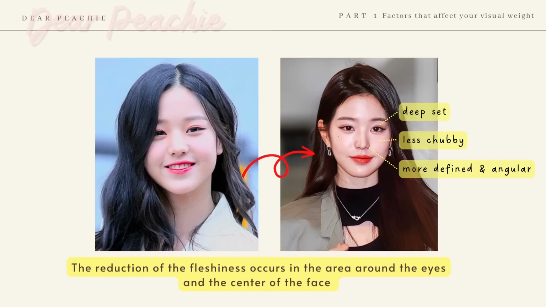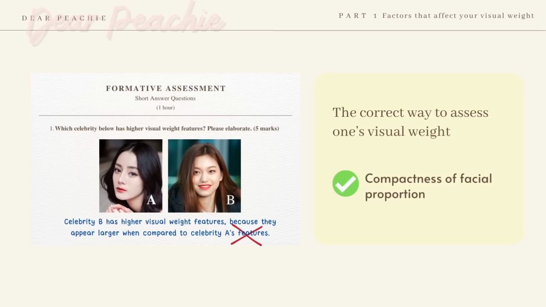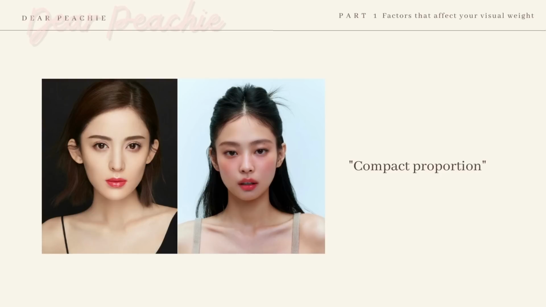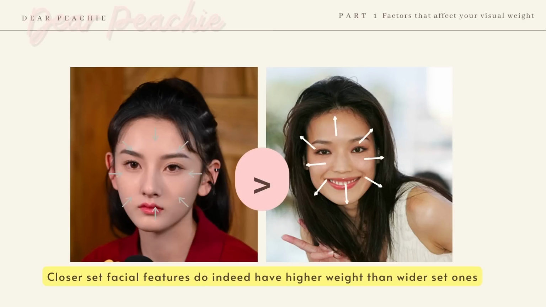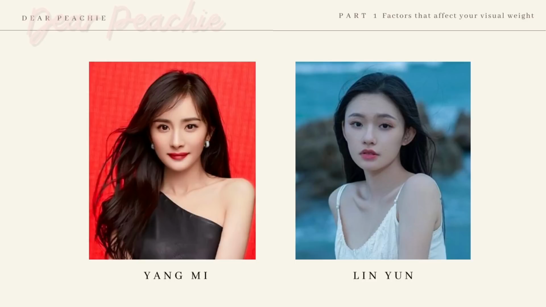Moving on to the third and last factor, which is the compactness of facial proportion. If you still remember, we did mention the concept of a compact proportion earlier. From an aesthetic perspective, a more compact or close-set facial proportion is not necessarily more attractive. But in terms of visual weight, closer-set facial features do indeed have higher weight than wider-set ones. Let's look at some examples to practice what we have discussed just now.